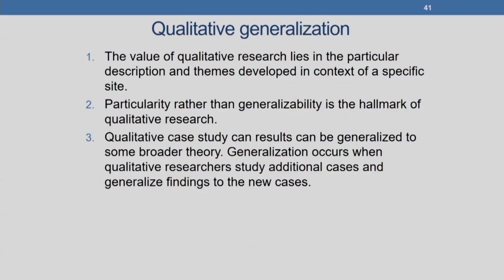After ensuring validity and reliability, we may move towards qualitative generalization. The value of qualitative research lies in particular description and themes developed in the context of a specific site. The particularity rather than generalizability is the hallmark of qualitative research, and therefore qualitative researchers often do not prefer generalizability. As we keep saying over and over again, qualitative research is context specific and therefore follows an interpretivist approach. The social construction of reality is done by the researcher himself or herself, and therefore particularity is the hallmark of qualitative research.